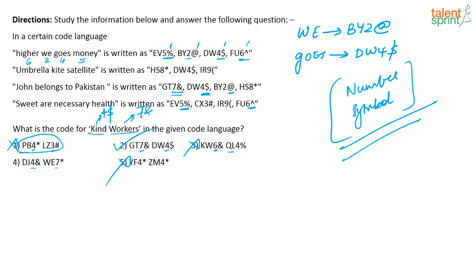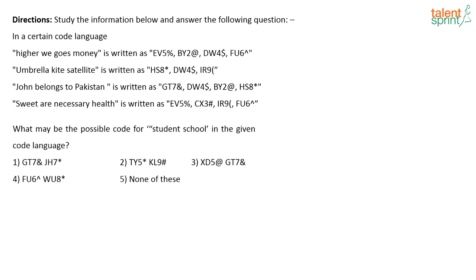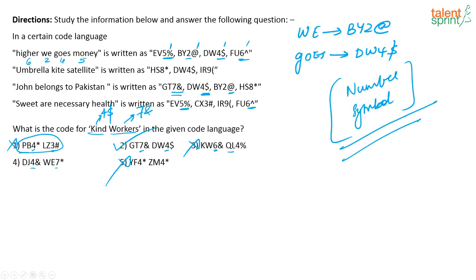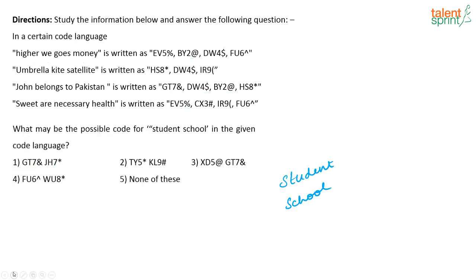Let's move on to the next question from this set. What may be the possible code for "student school"? See, also remember in the previous question, the option none of these was not even there, so very easily we could arrive at option 2. But here, none of these is also an option. So we are not very sure. The answer can also very well be none of these. So when such questions are there, we might have to know the complete coding that has been followed.